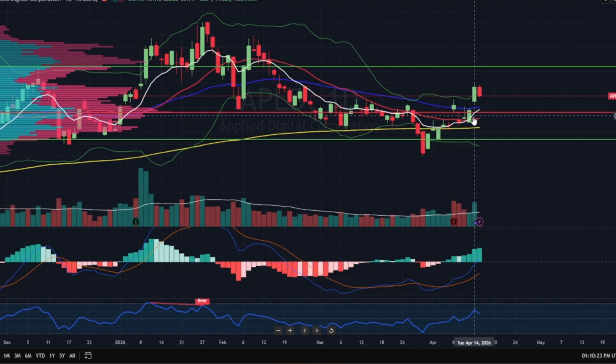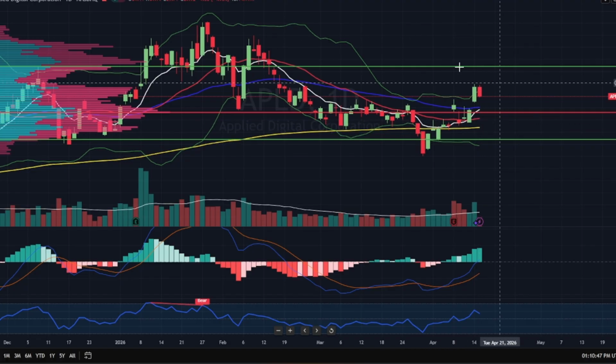There's also the 9 EMA, which is at this white line here, and the middle Bollinger Band and the 21-day EMA here in the red. And these are sitting right around that $27 range. So that's going to be an area that I think will be a good range to possibly get into.